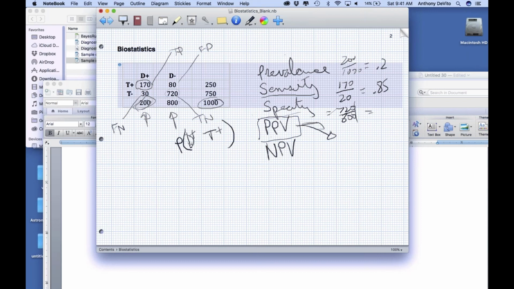So the probability that you have the disease given that you've tested positive, that's the positive predictive value. In our case, the positive predictive value is how many people that have tested positive. 250 people have tested positive, but 170 of them actually have the disease. So the positive predictive value is 170 over 250.